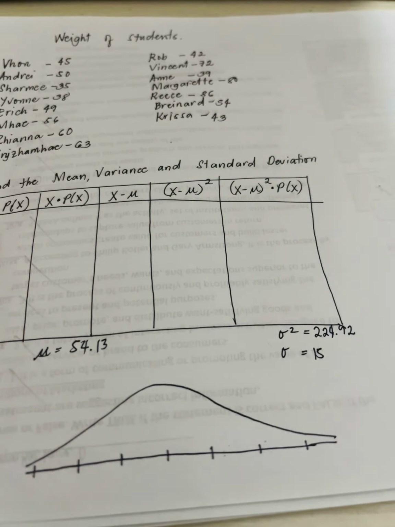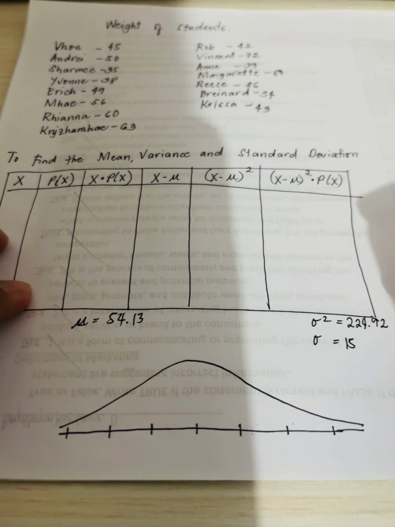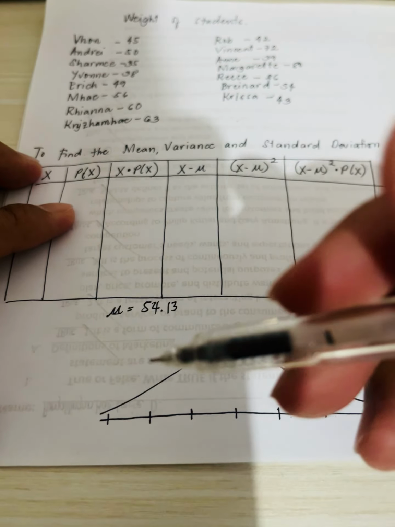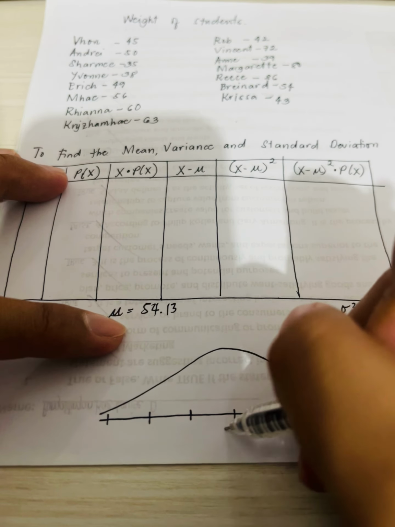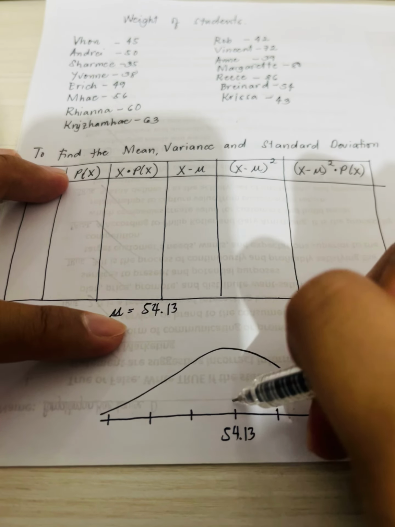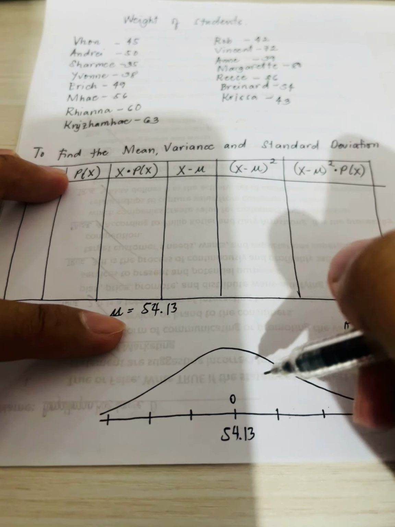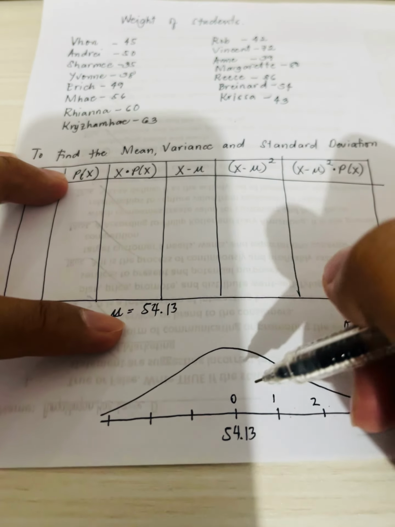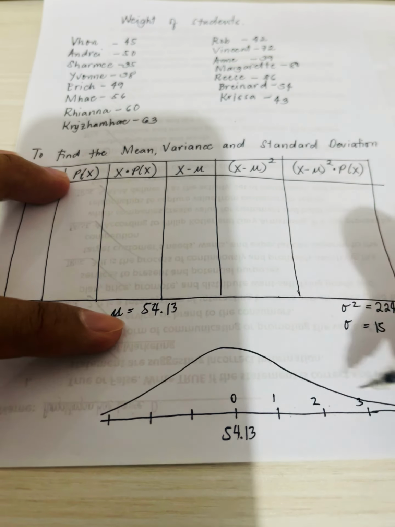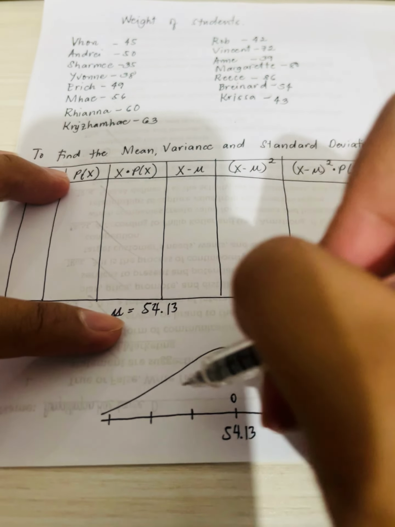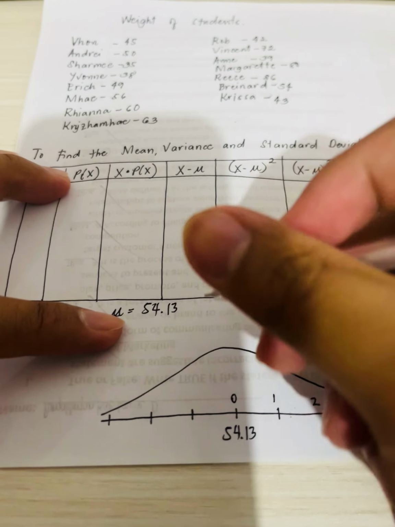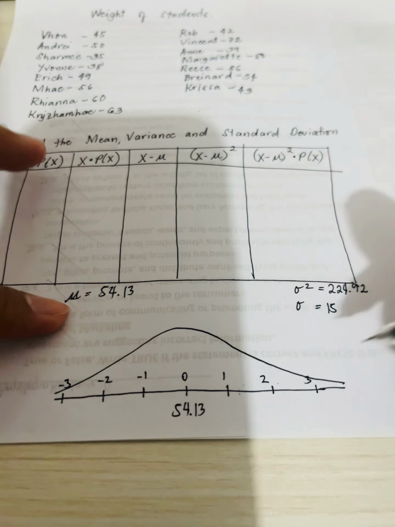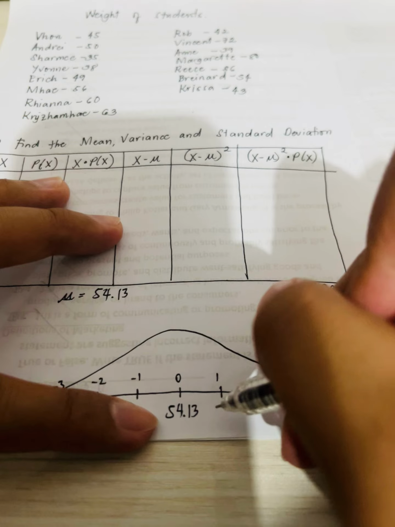It's also written in there that you have to show the distribution of your data. Since our mean is used in a normal curve, our mean 54.13 will stay right at the 0. This is 1, 2, and 3. But you don't need to put the labels 0, 1, 2, 3 on your normal curve. Just show the distribution plainly. This will be -1, -2, and -3. Since our standard deviation is 15, we'll just add 15 from this part.